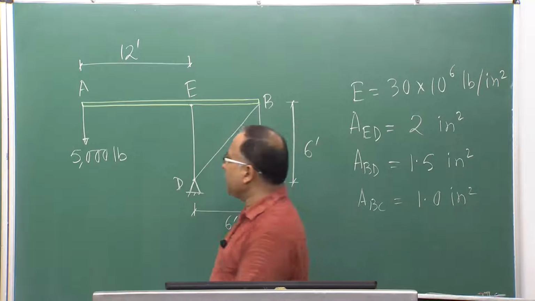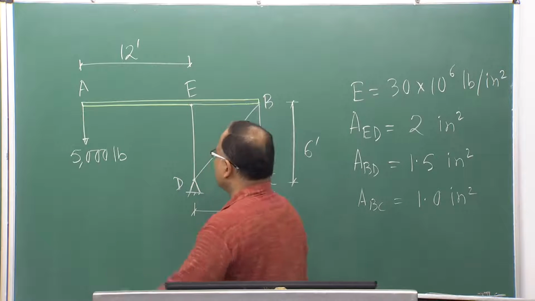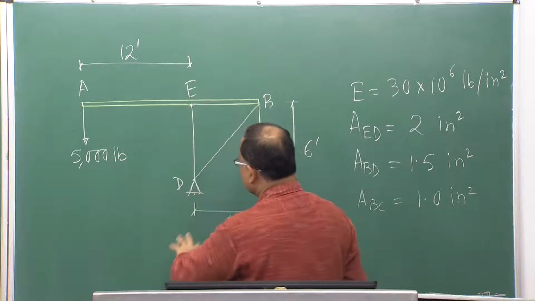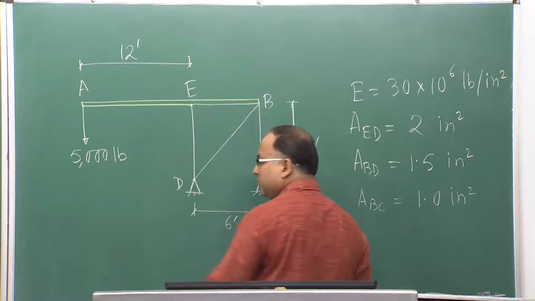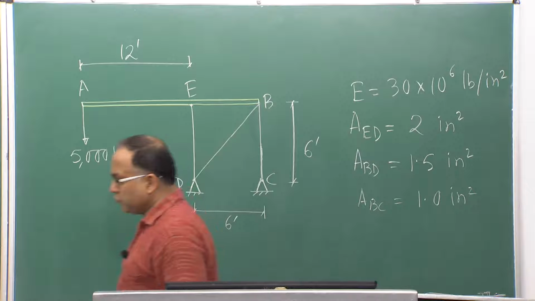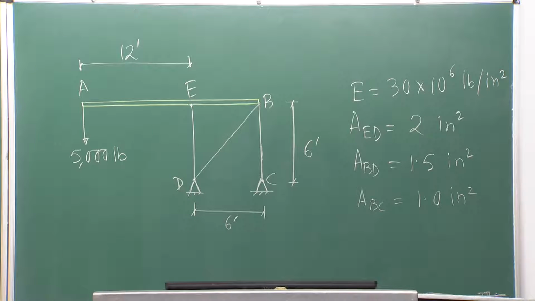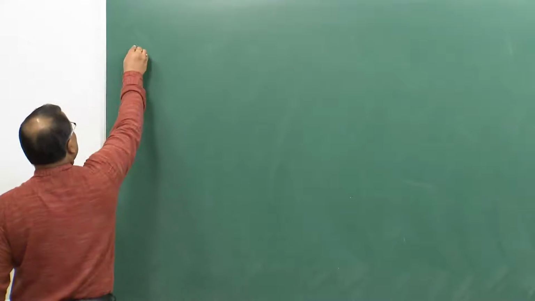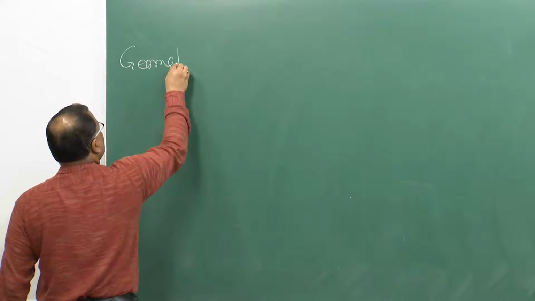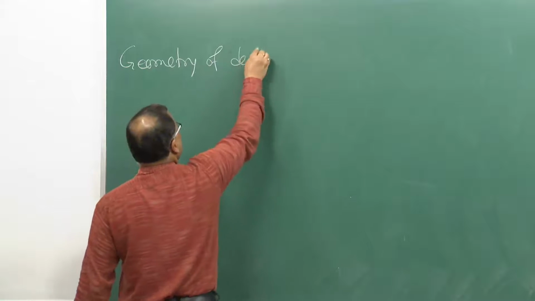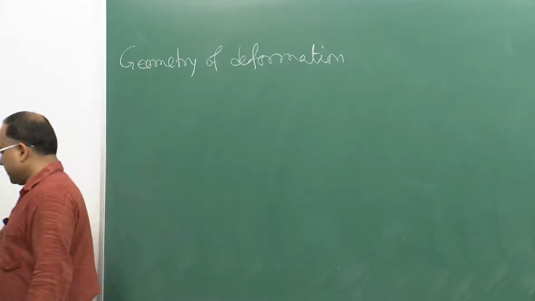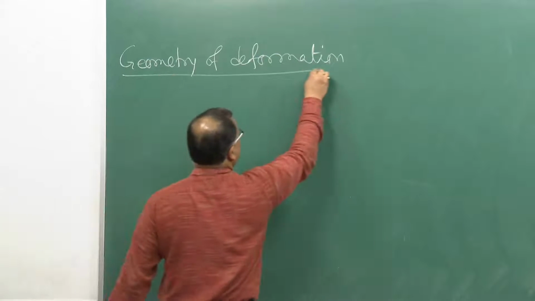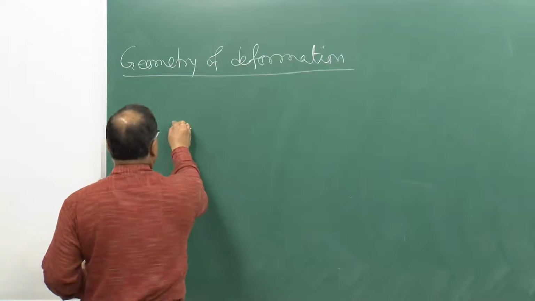Now, what will happen if you apply the load here? It will try to rotate with respect to these points, right, because AB will not be deforming at all. So, if you try to draw the deformed shape, how will it look like? So, let us draw that first. Geometry of deformation. So, let me draw it.